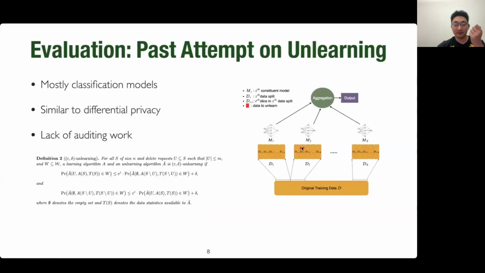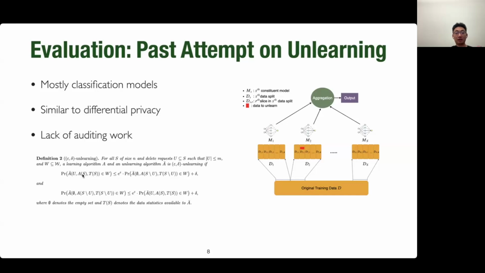So what have people done previously for this? Previously, we mostly focused on classification models, and there's a rigorous definition of machine unlearning that's based on differential privacy. So we can stare at this definition a little bit. It says, for all datasets S, and then I request to forget a subset U of S, a learning algorithm. This definition is on an algorithm. The algorithm successfully unlearns if I unlearn U, right? So A hat is the unlearning, A bar is the unlearning algorithm.